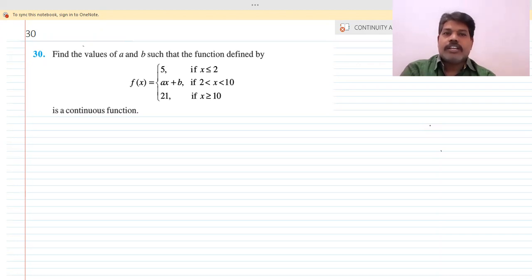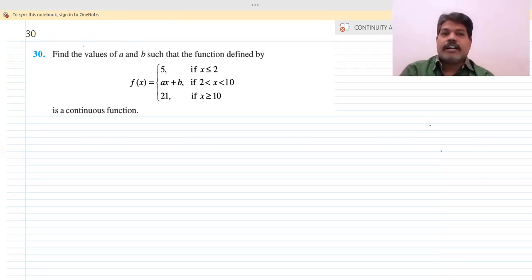This function is a continuous function. They have already given that this function is continuous for all the functions defined on the domain. So automatically the function is continuous at x is equal to 2 and x is equal to 10 also. Why? Because here x less than 2 and x greater than 2 the function is defined, and x less than 10 and x greater than 10 is also defined.